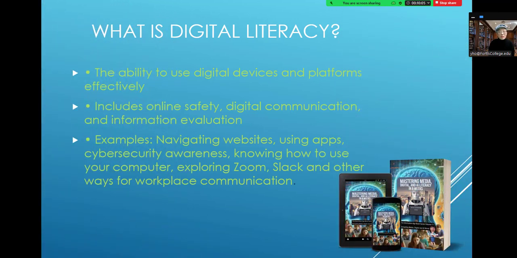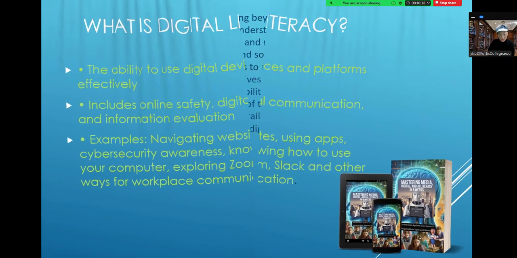What is digital literacy? Digital literacy is the most basic of the literacies. It's the ability to use digital devices and platforms effectively. It includes online safety, digital communication, and information evaluation. Examples of digital literacy: navigating websites, using apps, cybersecurity awareness, knowing how to use your computer, exploring Zoom, Slack, and other ways for workplace communication.